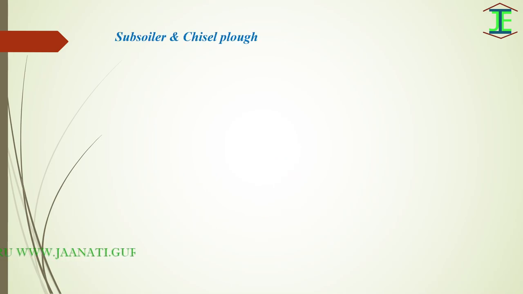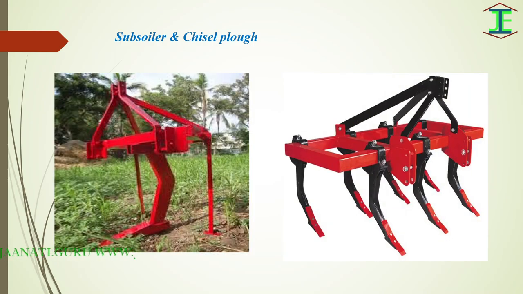Next, subsoiler and chisel plow. If the soil is very hard, to open up those hard pans, we use chisel plows or subsoilers. Subsoilers can plow up to 40 centimeters, or even more than 100 centimeters.